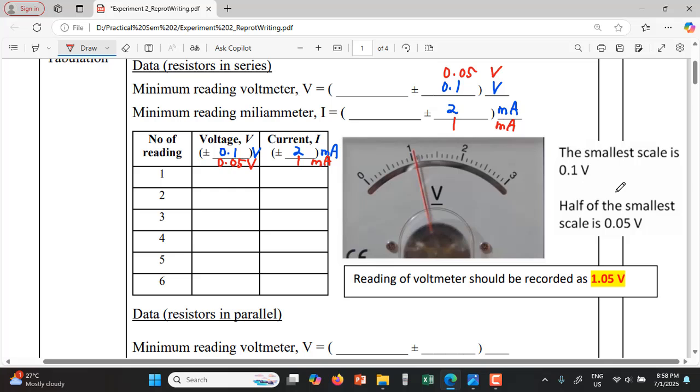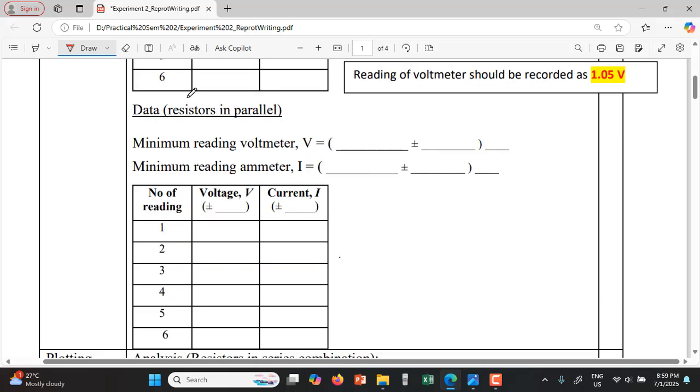Sebenarnya dia adalah satu praktis yang lebih bagus sekiranya kita boleh sentiasa baca sampai separuh skala terkecil. Especially untuk alat-alat analog seperti voltmeter, milliammeter dan ammeter, sebab sometimes memang kita dapati pointer tu akan berada in between dua skala. So, adalah lebih bagus kalau kita consider sampai separuh skala terkecil. Itu adalah praktis yang lebih bagus bila kita lakukan eksperimen. Same goes for your data observation for the resistor that you connect in parallel.